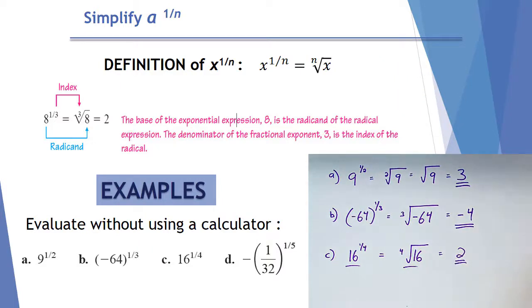That is 2. I want you to pause the video for just a minute and see if you can do D. What is negative 1/32 to the 1/5 power? Unpause when you're ready to see that solution.